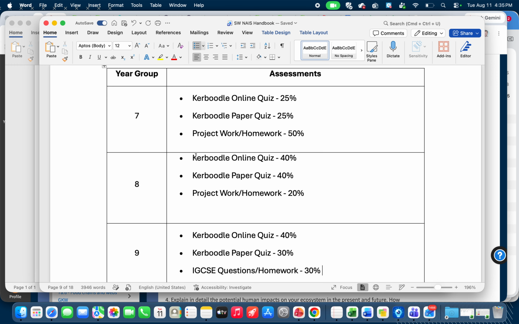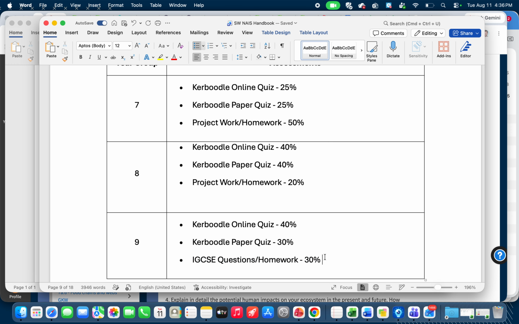We have the Caboodle quizzes, and then we also have IGCSE questions. We have the facility to start looking at IGCSE style stuff in year 9. And the idea there is that they could be introduced to some IGCSE style questions, probably as a homework task, which will then count towards their grade.